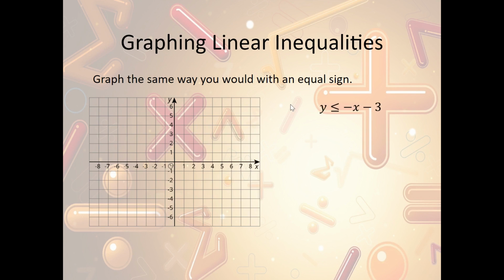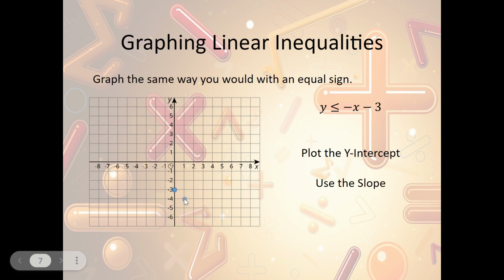Let's look at another example. We have y is less than or equal to -x minus 3. So again, I'm going to plot my y-intercept first, which is -3. So I go down 3 here. And my slope is just -x, which really is -1. So that's -1 over 1. So that means I'm going to go down 1 to the right 1 and plot that point.